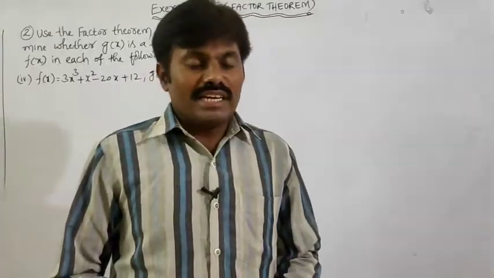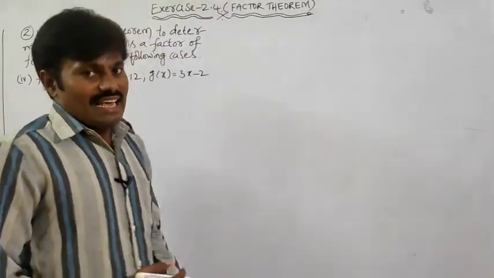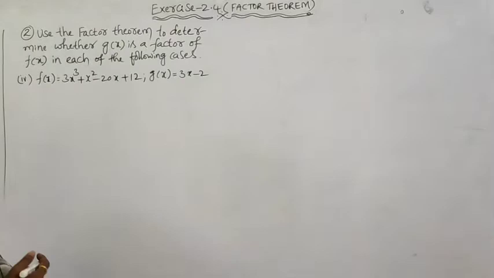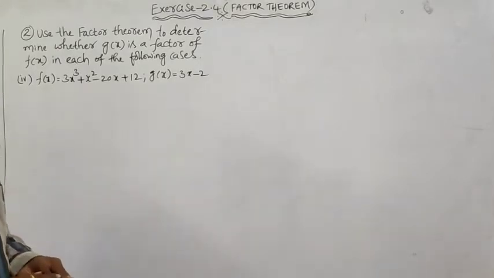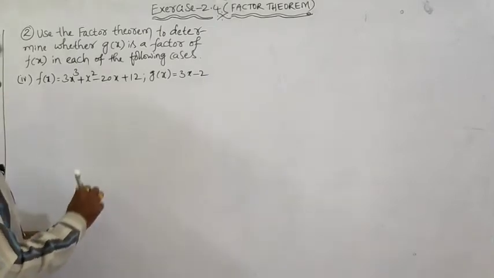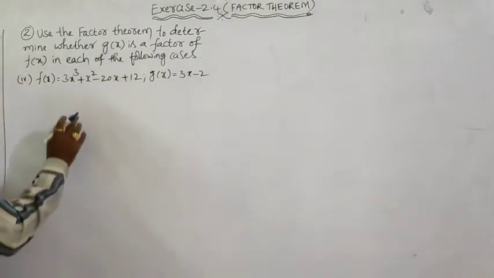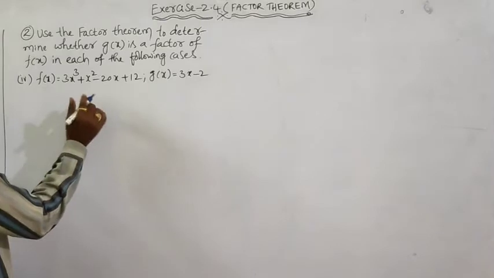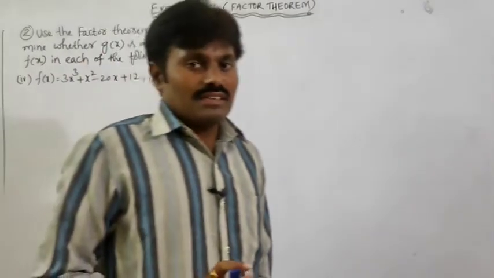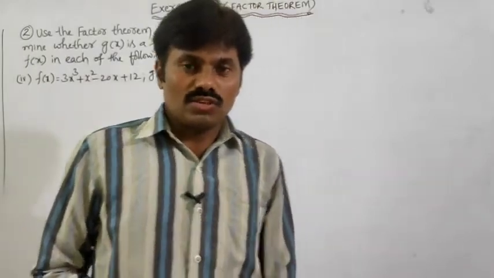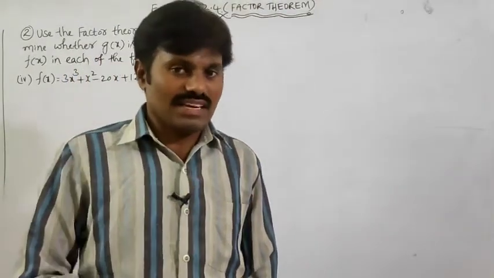Okay, my dear students, now see the second bit in the same exercise 2.4. That is, use the factor theorem to determine whether g of x is a factor of f of x in each of the following cases. In that, I have taken one problem which is somewhat difficult in that particular exercise. Now, according to the factor theorem, what is the statement? If p of a is equal to 0, then x minus a is a factor.